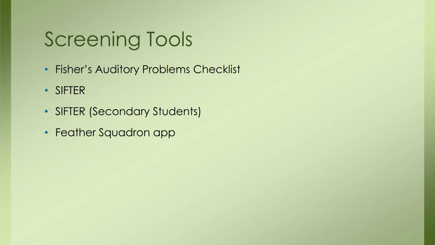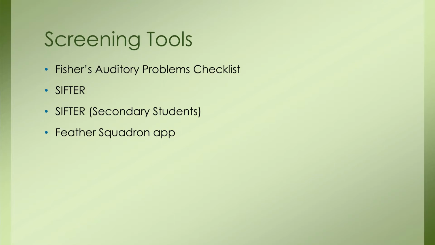Now, the Sifter is available in 2 versions depending on the age of the student. And this checklist has 15 questions spread out over 5 categories. And those categories are academics, attention, communication, class participation, and school behavior. And scoring information is also on that form.